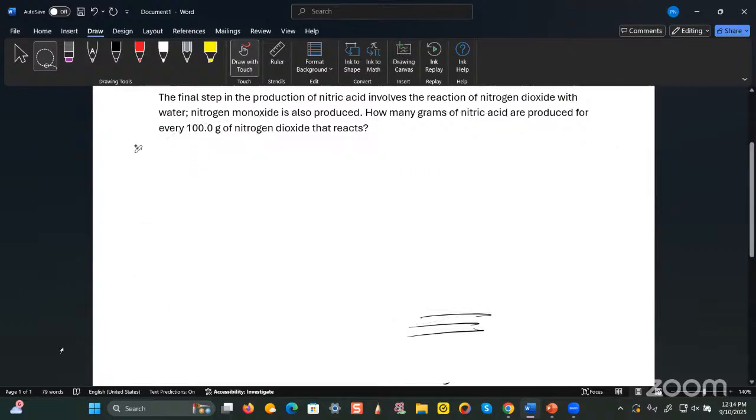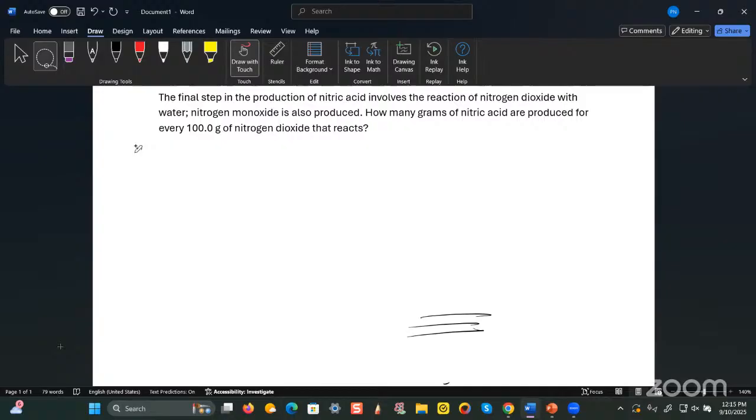Okay, so this question says the final step in the production of nitric acid involves the reaction of nitrogen dioxide with water, and then it says nitrogen monoxide is also produced. It goes on to ask how many grams of nitric acid are produced for every 100 grams of nitrogen dioxide that reacts. So folks, what would be the very first thing you need to do before you do anything else in order to answer this question?